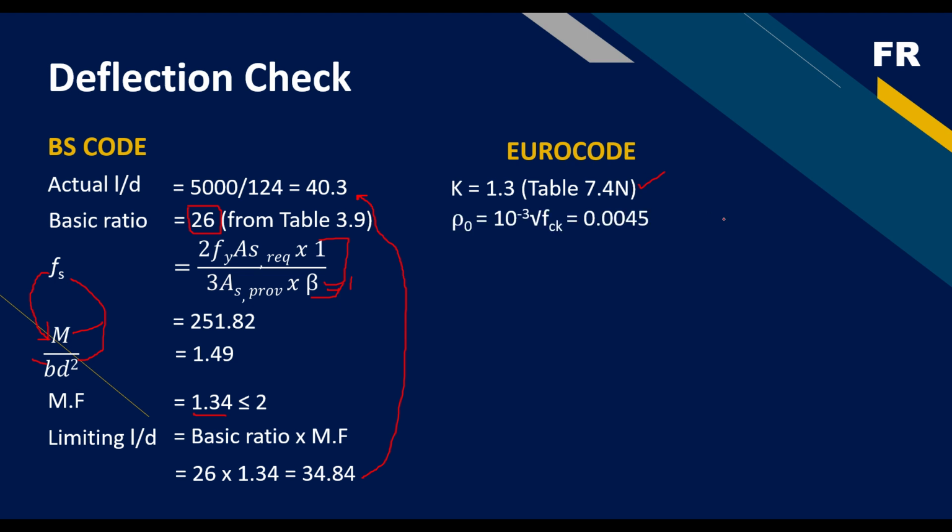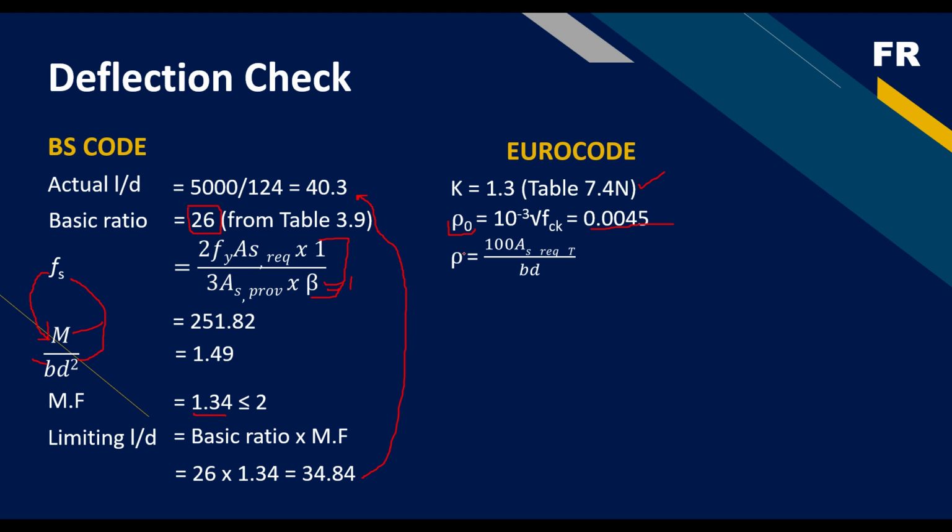Then you need to calculate what we call the reinforcement ratio. This reinforcement ratio is divided into three parts. You have the reference, this is the reference. Then we have the reinforcement ratio for the tension reinforcement. For the reference, the formula is 10 to the power of minus 3 multiplied by the square root of fck. fck is 20. So if you substitute, you have 0.045 as our reference reinforcement ratio.